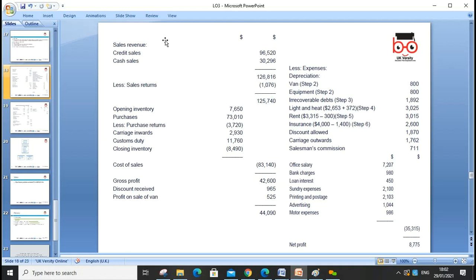Revenue, we have a cash sale, we have a credit sale, then we have a sale return. What is my net sale? That period is this, yes? Okay. Then we calculated the cost of sales.